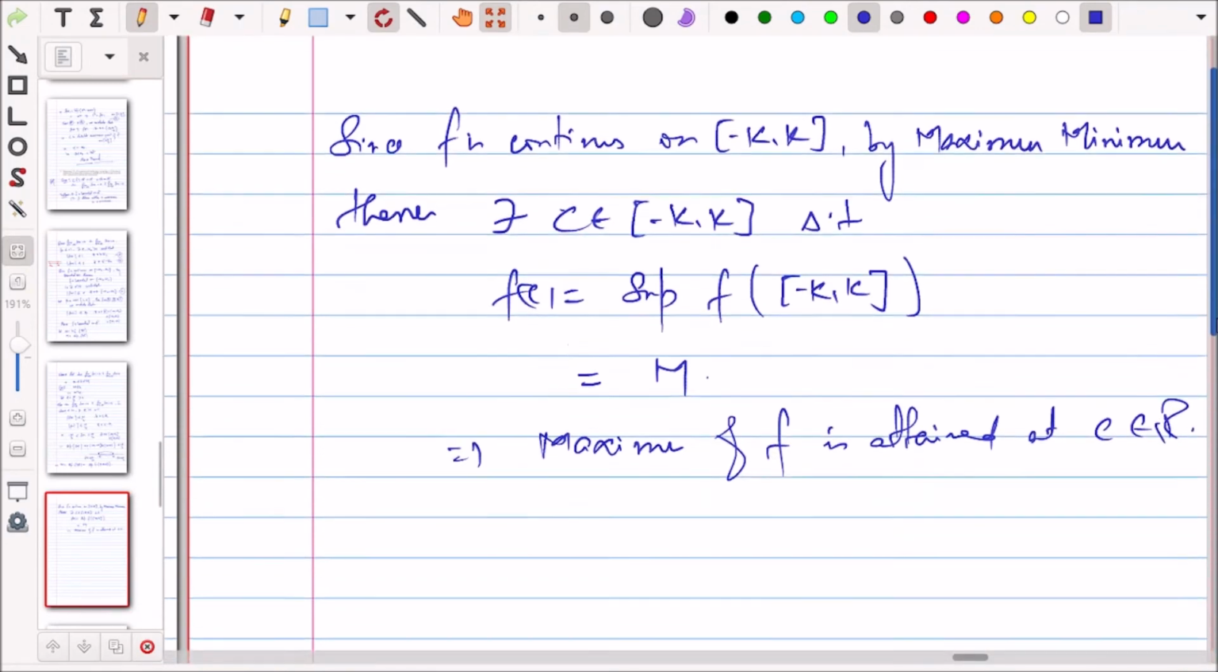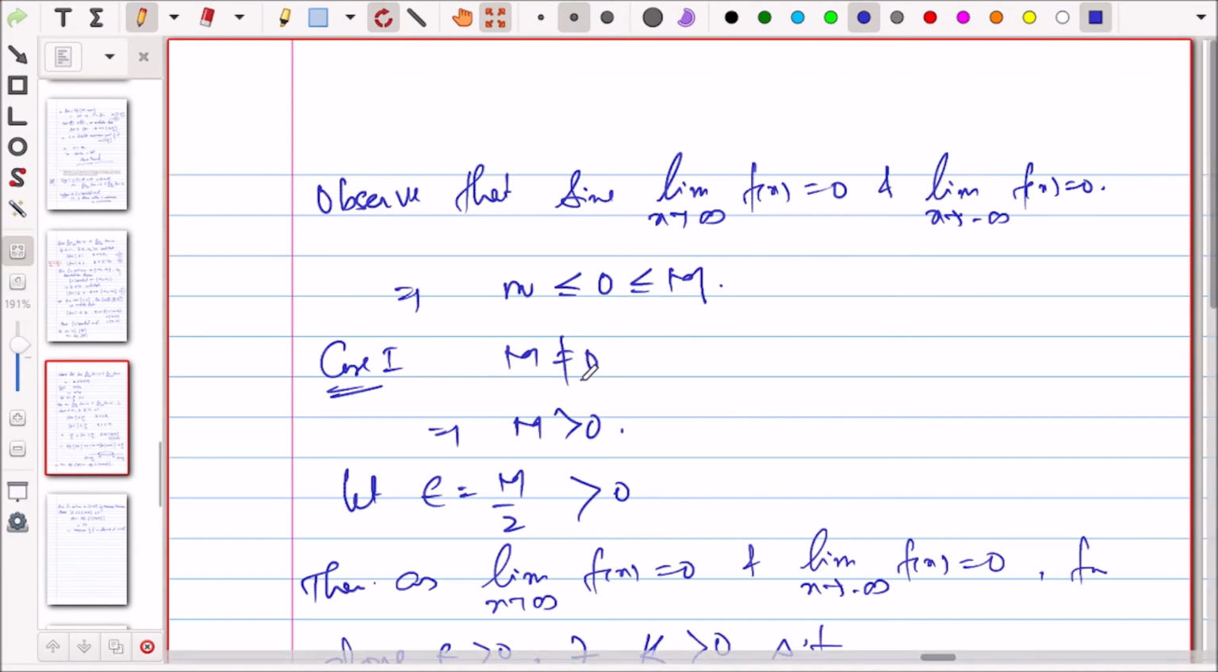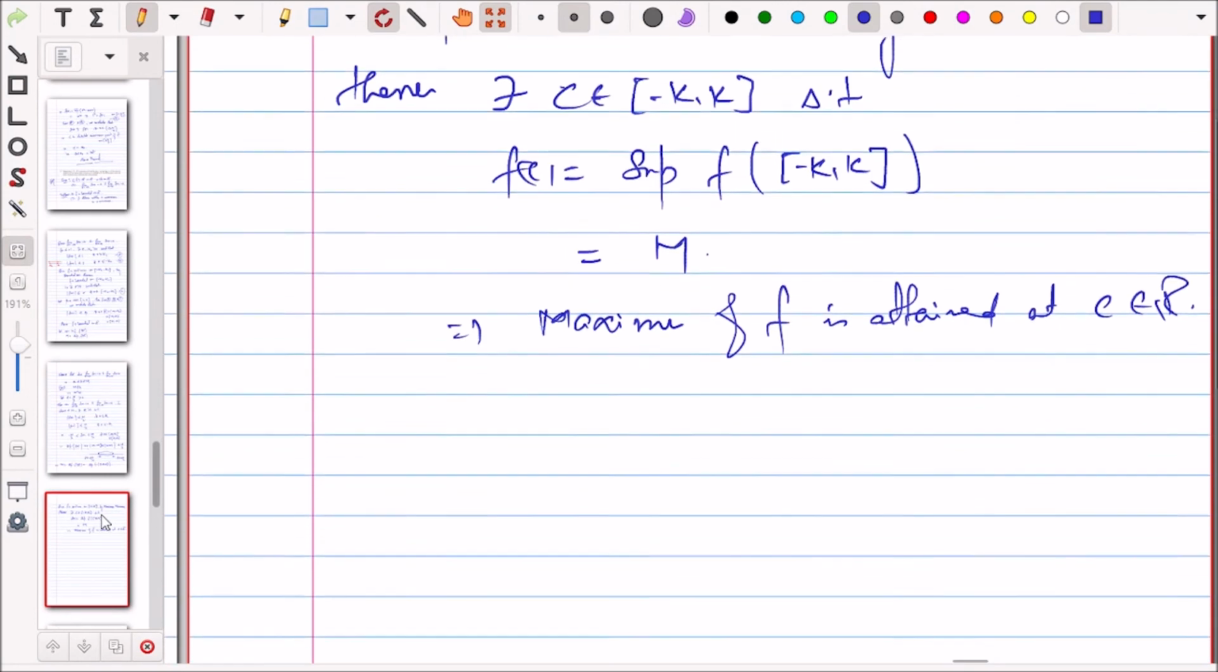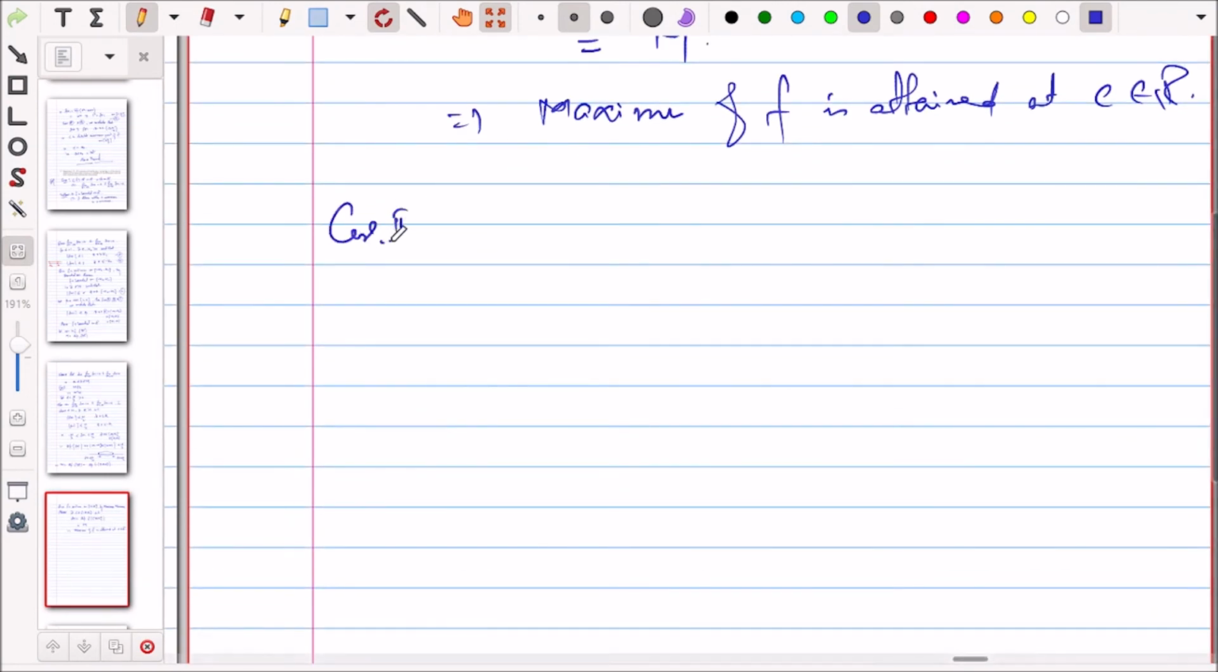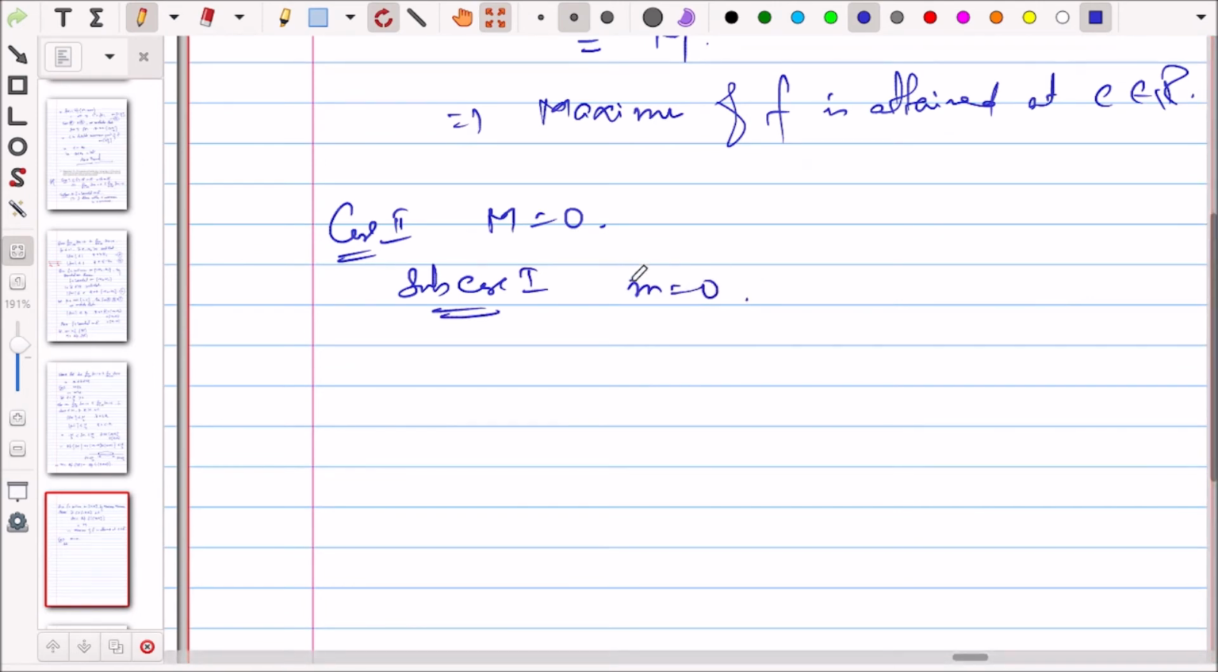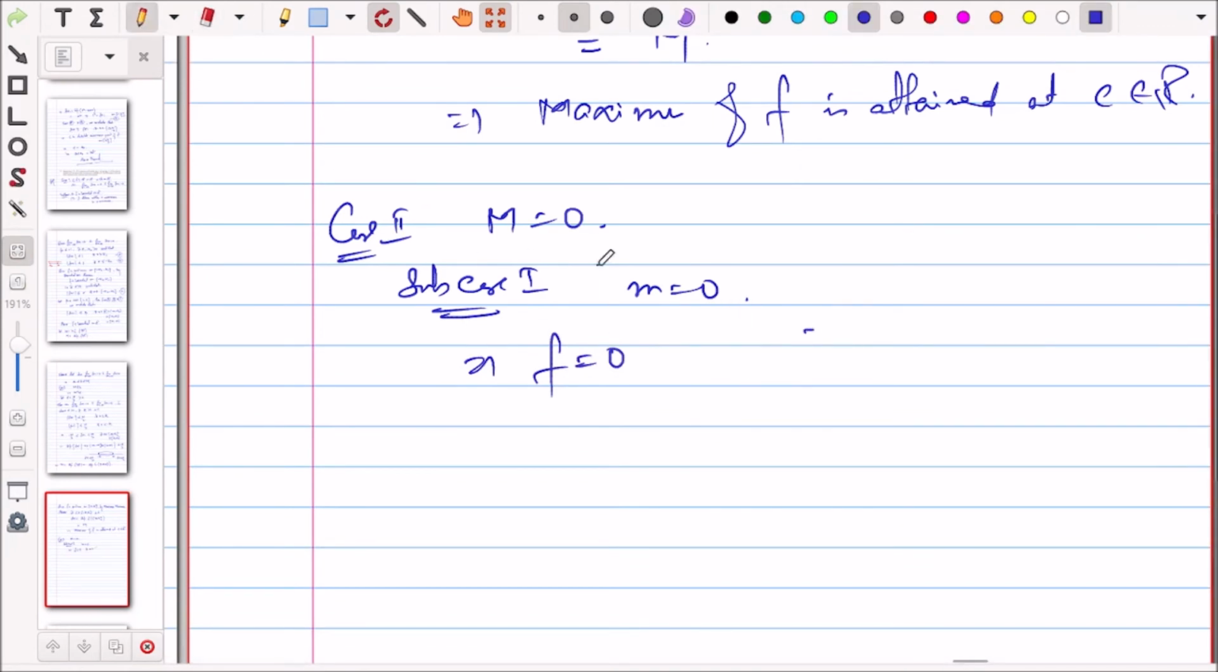Now in case 1, when M is not equal to 0, we have shown that this maximum M is attained. Now we will show what happens if M is equal to 0, so case 2, when M is equal to 0. So now we have two possibilities. Subcase 1, when your infimum is also 0. In this case your function will be a constant function, because the supremum is 0, the infimum is 0, and f(x) lies between the supremum and infimum, so it has to be 0. So this implies f is equal to 0 for every x in R.